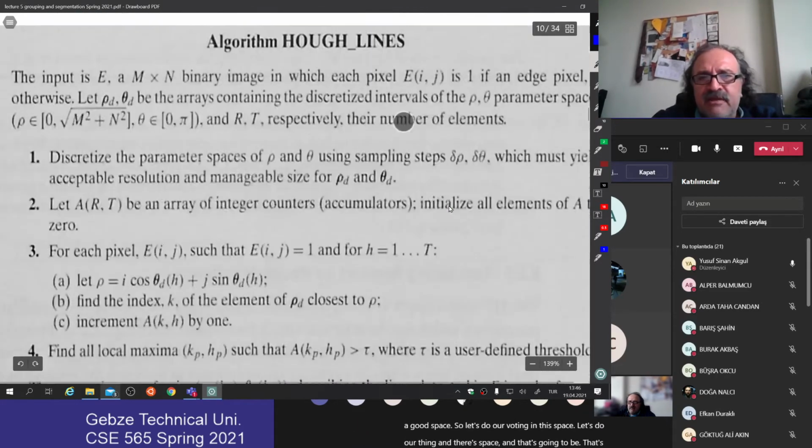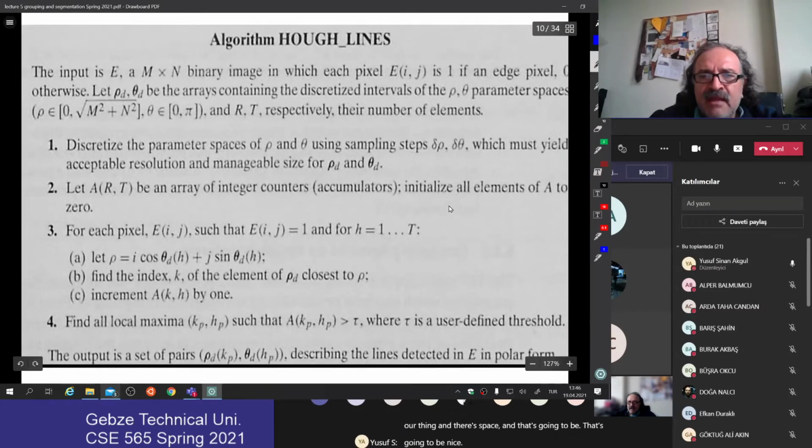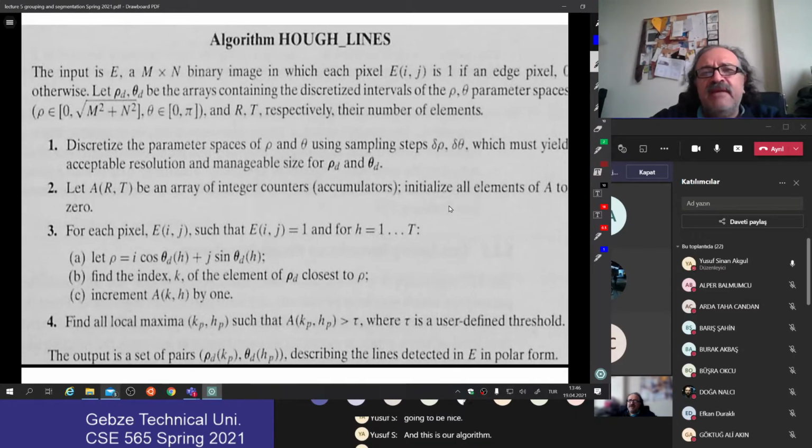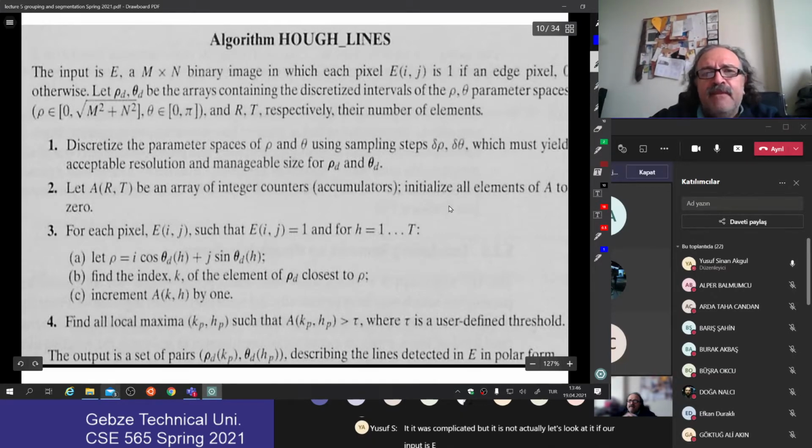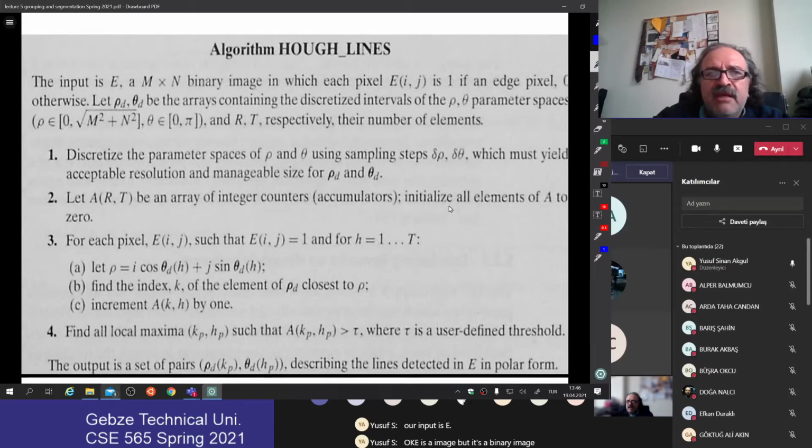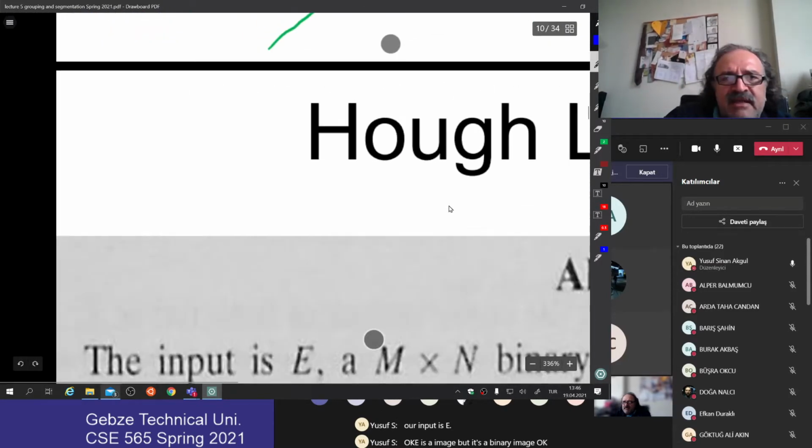And this is our algorithm. It looks complicated, but it is not actually. Let's look at it. If our input is E, E is an image, but it's a binary image.